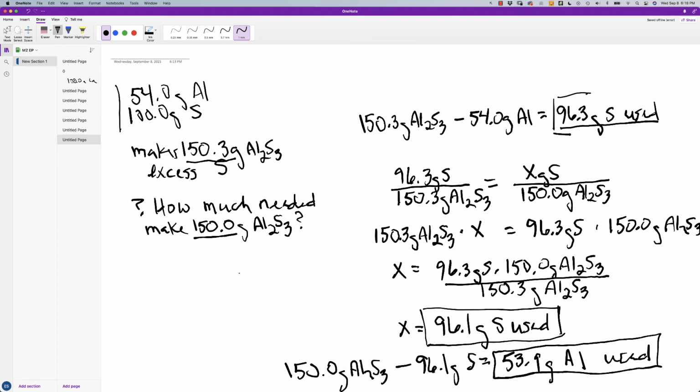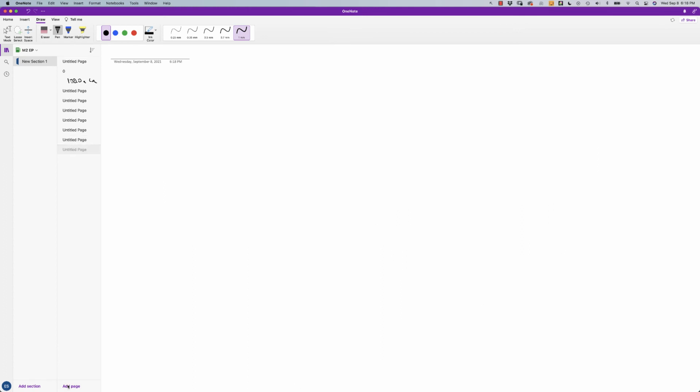All right, so let's take a look at this using multiples. You'll see that it works out the same way. Let's get a new page here. Okay. All right, so using multiples, we have 150.3 grams. That's where we're starting. Our final amount that we made, right? Times some multiple to get to 150.0 grams of aluminum sulfide. Where we started and where we want to end. Remember, it's less in this one.